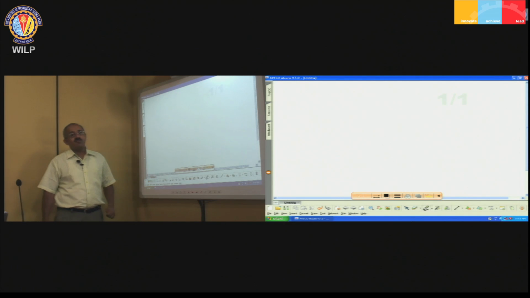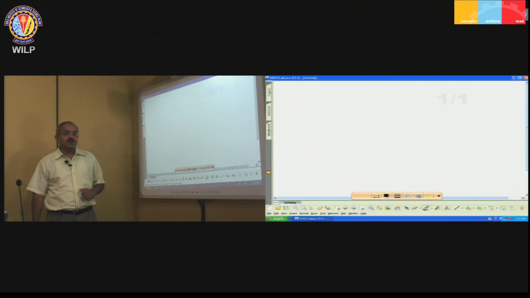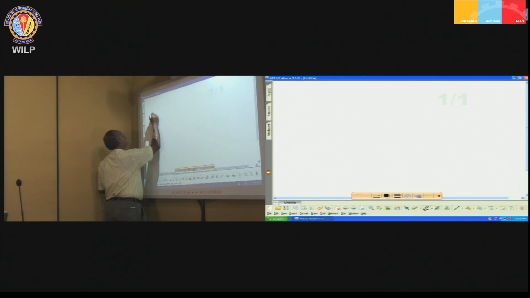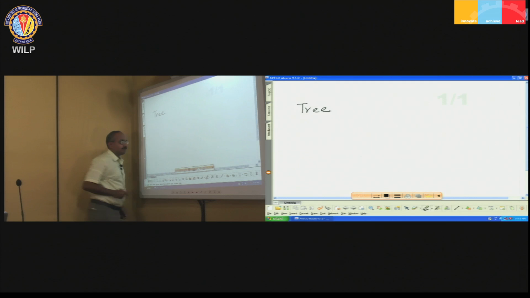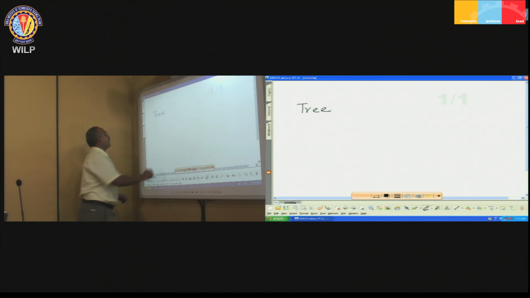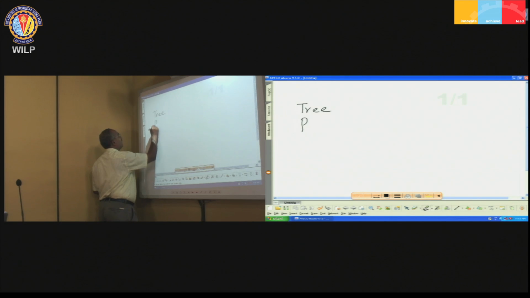In this session, we will look at the tree data structure and see how that can be used in solving this particular problem. A tree data structure is something that we have already looked at. We have also looked at special types of trees, a proper binary tree and a complete binary tree. I will just recollect, we have already seen these definitions.